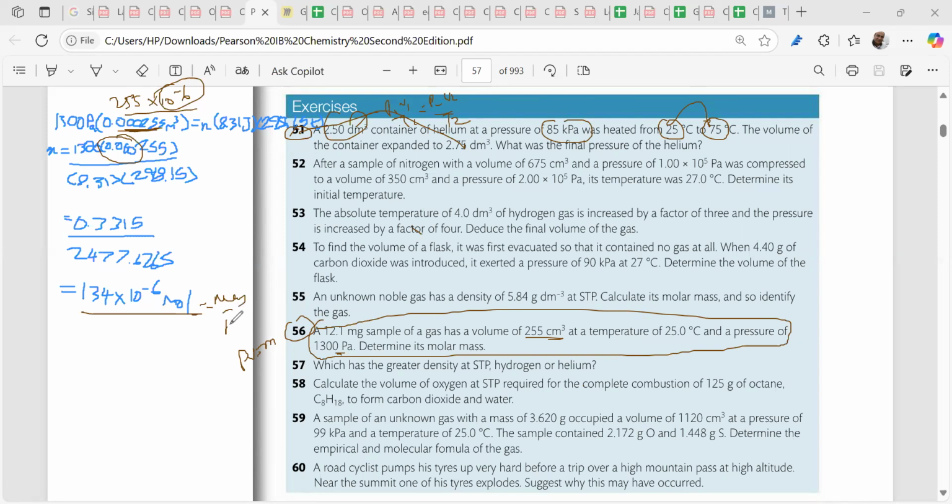Then moles is equal to what? Mass by Mr, molecular weight. Mass is given; how much? You have to convert to grams. So this grams thing you have to understand, right? 2.1 times 10 to the power minus 3. Don't leave it, go to the next part. We're going to the next part, right?